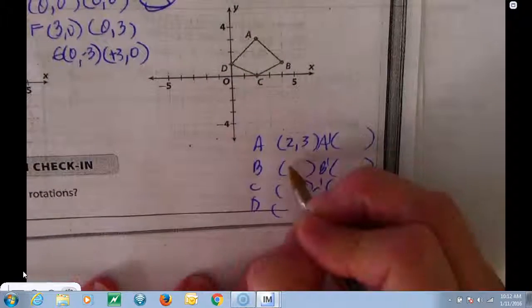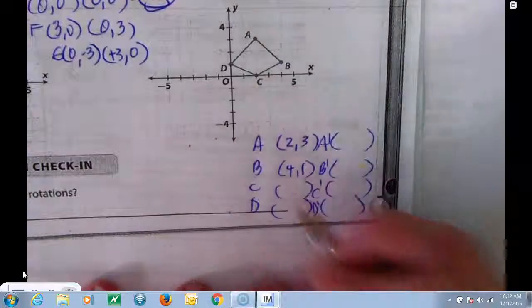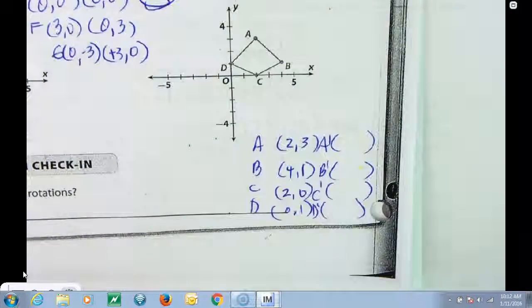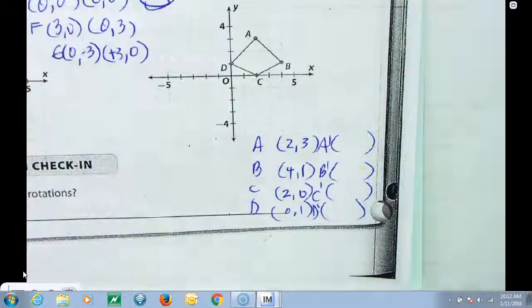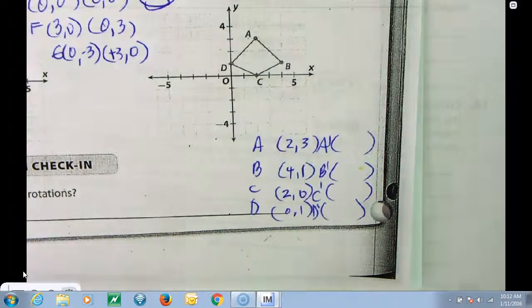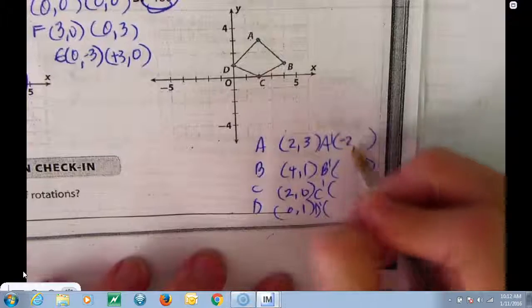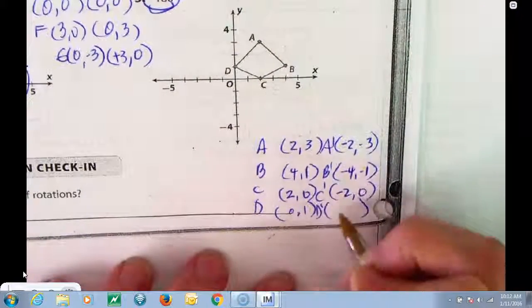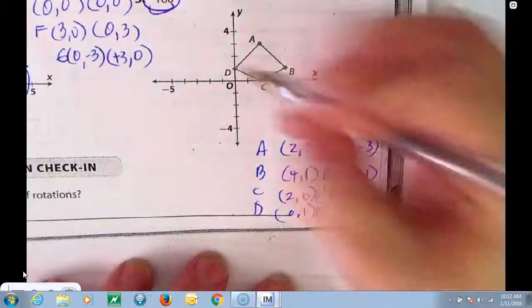All right. Look at 180. A is B, C, and D. Okay. On a 180, just switch the signs. That's all you're doing. So negative 2, negative 3, negative 4, negative 1, negative 2, 0, 0, negative 1.